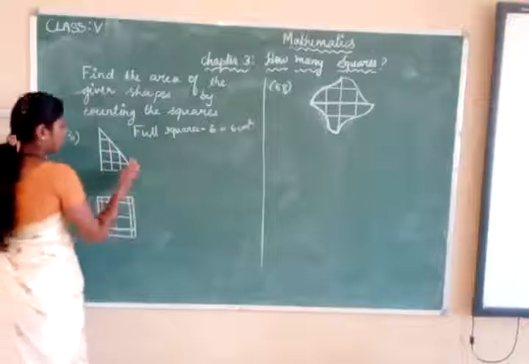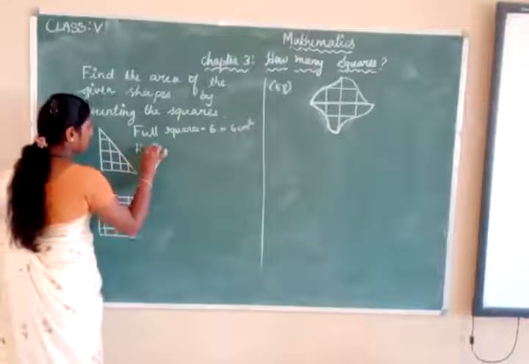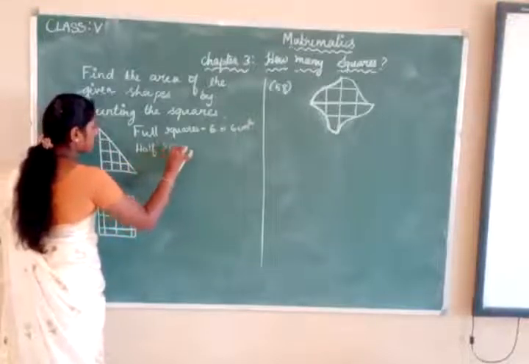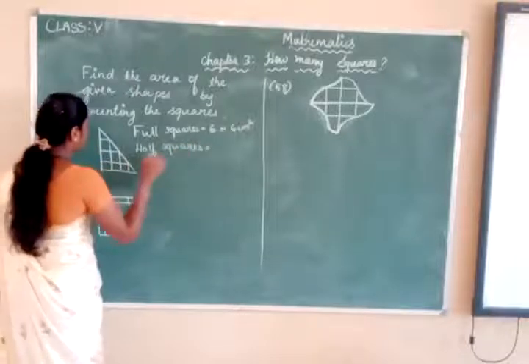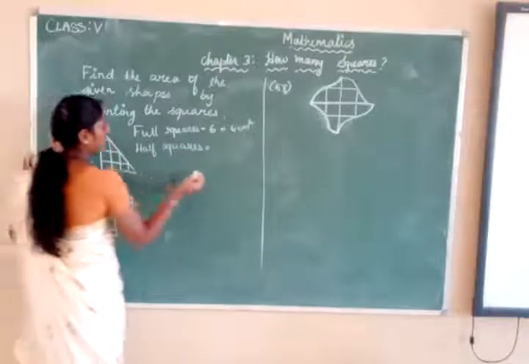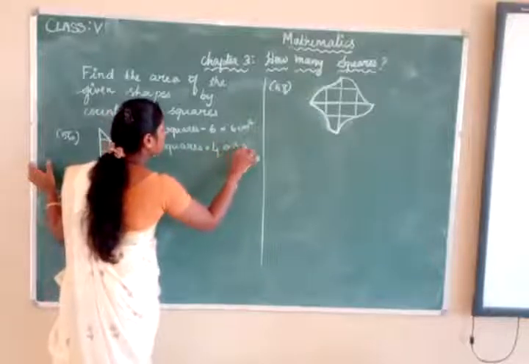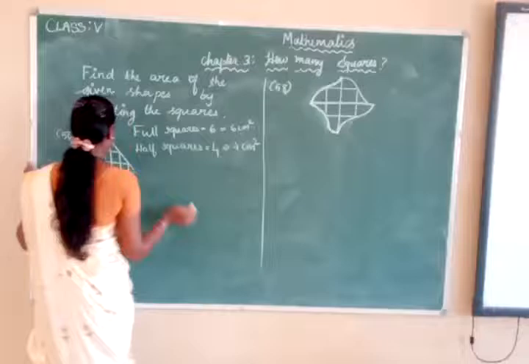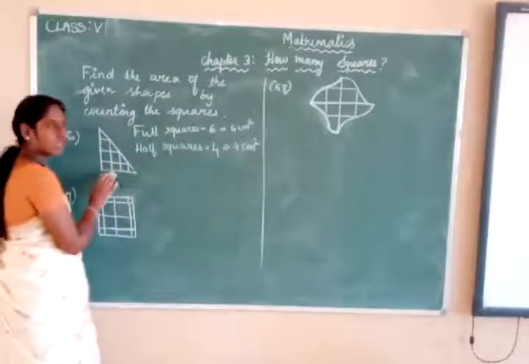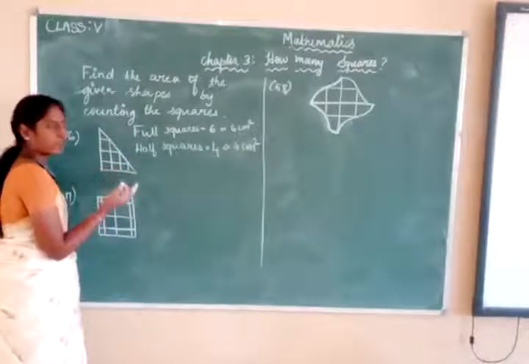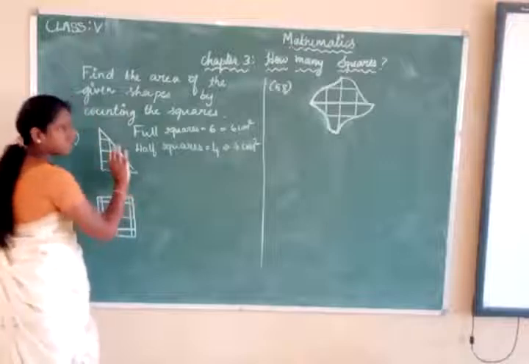Then half squares: 1, 2, 3, 4. So this is 4 centimeter square. Is there any square more than half? No. Okay, so that's it.